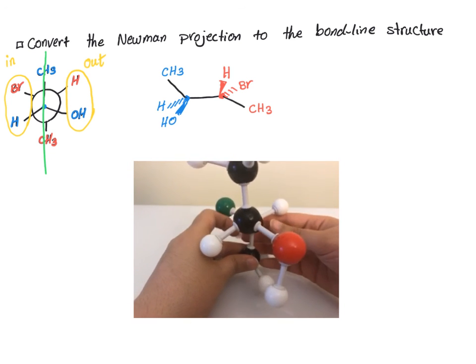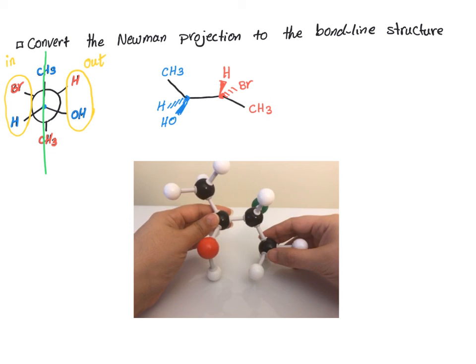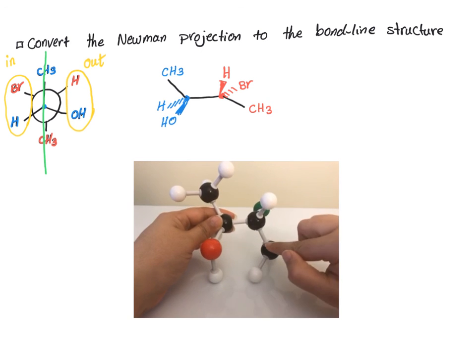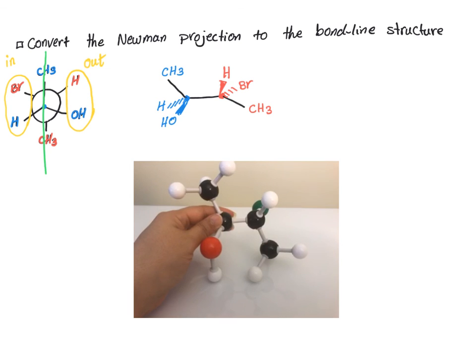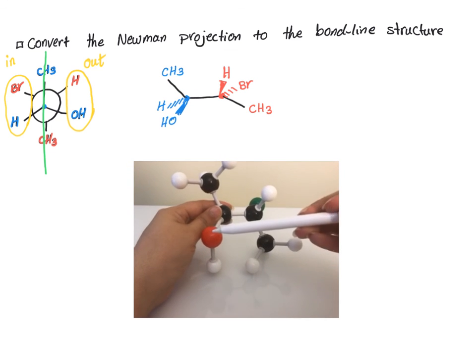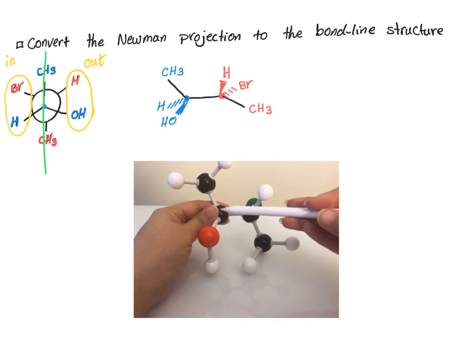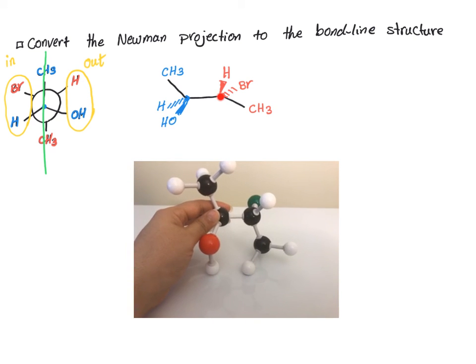So to draw the bond line structure, I can simply rotate the molecule and draw what I see. If you imagine there is a plane passing through the molecule, all of these atoms would be on the plane of the page, and this is what we draw here. Then I have the OH group coming out of the plane of the page, attached to the blue carbon. I draw that here. And hydrogen also coming out of the plane of the page, attached to the red carbon, which we draw here.